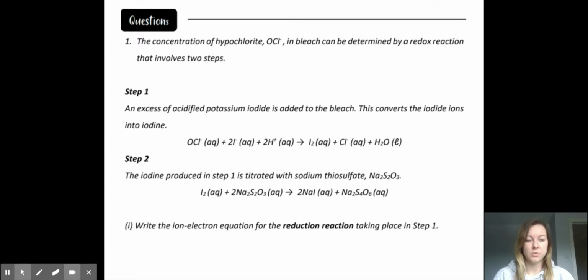So what we're going to do now is go through our questions. As always, please attempt the questions on your own first. If you get stuck, that's fine. Remember, you can unpause the video and go through the answers and make sure that you're self-marking your work as well.